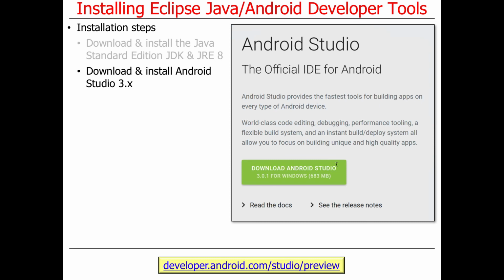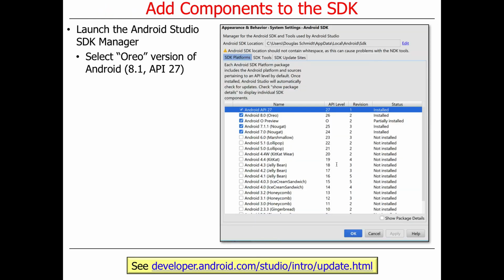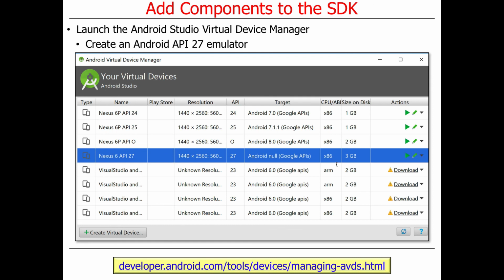There's also something called the Canary channel, and 3.1, I believe, is out in beta form there. You can use that if you want. Make sure you use the Oreo version, Android 8.1 API 27, which is this one right here. You probably could use the other ones, but it's just way easier for all of us if we all use the same version, because that way if problems occur, it's probably not because of the version.